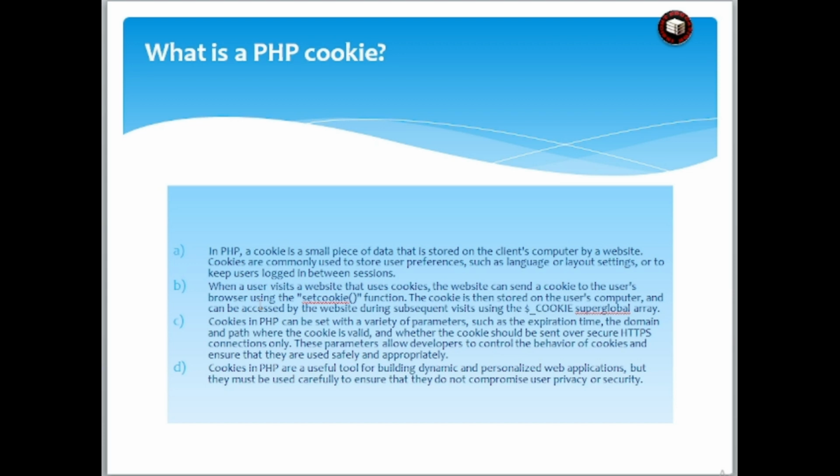Cookies in PHP can be set with a variety of parameters such as expiration time, the domain and path where the cookie is valid, and whether the cookie should be sent over a secure HTTPS connection only. These parameters allow developers to control the behavior of cookies and ensure that they are used safely and appropriately.